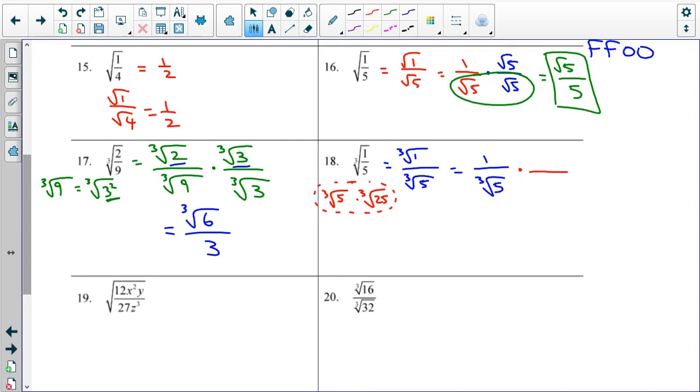So I'm going to multiply by the foo cube root of 25 over the cube root of 25, because that's going to make the denominator the cube root of 125, which is regular 5. So my final answer here is going to be the cube root of 25 over 5.